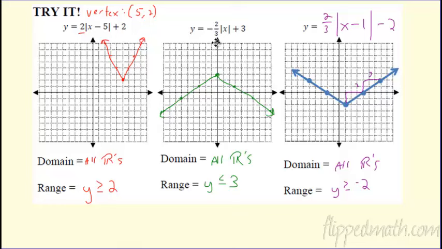Remember, the negative flipped it upside down, flipped it over the x-axis, and then you've got this a value of down 2 over 3. Down 2 over 3. Don't forget to fill in the range. Everything is going to be less than 3 in this one.